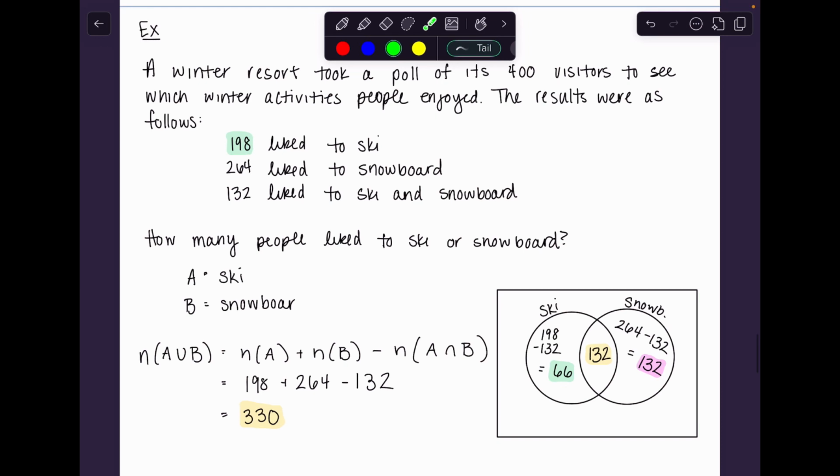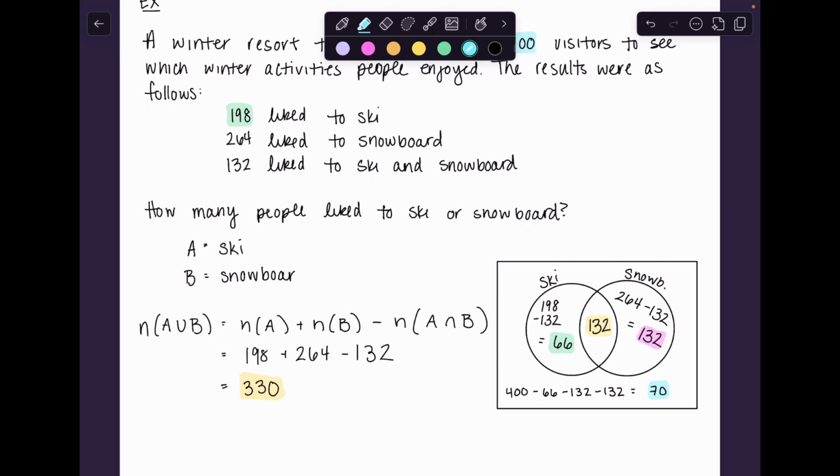But just for completeness, there's technically a part of this I haven't filled in, which is the outside here. And that's where you're going to use the fact that we polled 400 visitors, because some of them don't like to ski. So I'm going to figure out the outside. We need 400 people in total. We've placed 66, 132, and 132, which leaves us with 70 people that didn't like either of these sports. Okay. So that's my most complete diagram to be able to answer further questions.